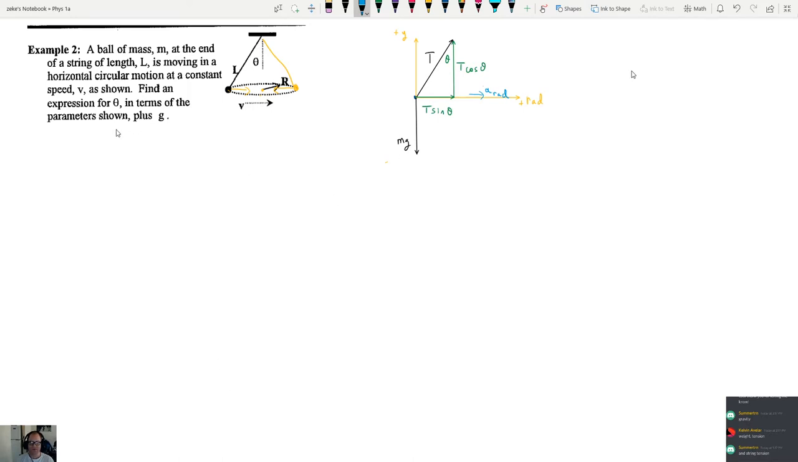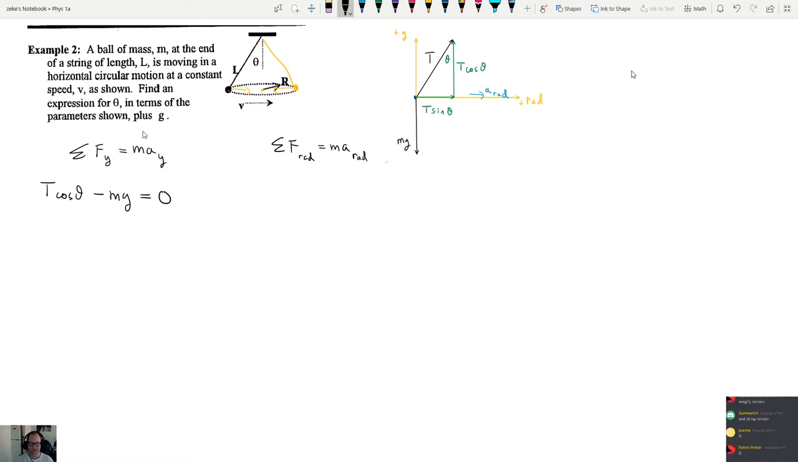Okay. And then what we can do is apply Newton's laws. Newton's laws say that if we sum up all the forces acting in the y direction on this object, they should be equal to the mass of the object times its acceleration in the y direction. And if I sum all the forces acting in the radial direction, that should be equal to the mass of the object times the acceleration in the radial direction. In the y direction, there are two forces. There's T cos theta, which is going up, and mg, which is pointing down. And then what's the acceleration in the y direction going to be?